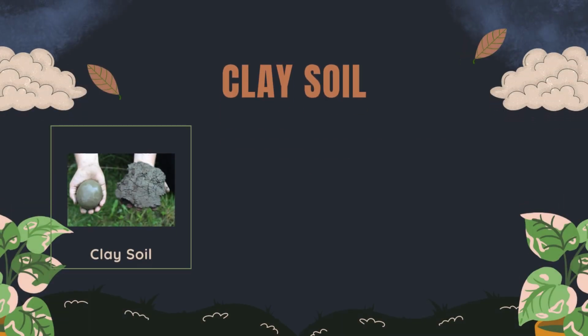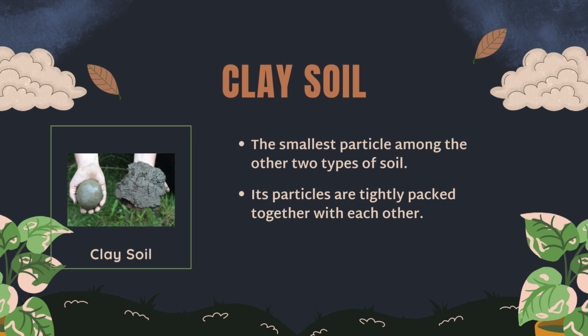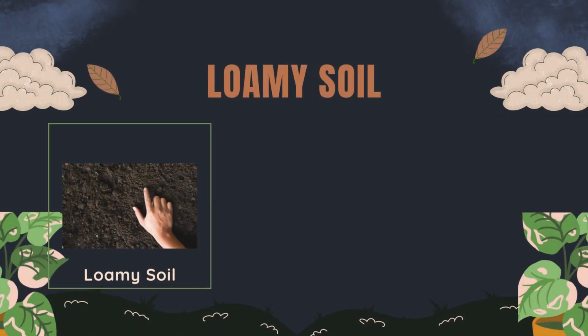Clay soil. Clay soil has the smallest particles among the other types of soil. Its particles are tightly packed together with very little or no airspace. It has very good water storage qualities, which makes it hard for moisture and air to penetrate into it. Clay is the densest and heaviest type of soil, which does not drain well or provide space for plant roots to flourish. Lastly, loamy soil.